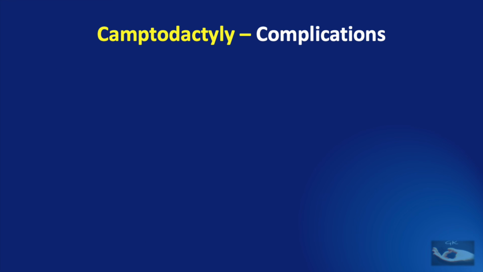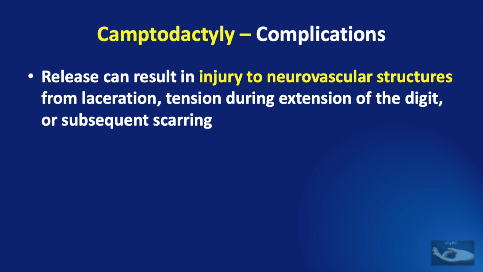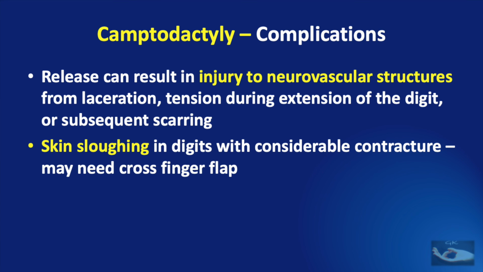Complications occurring after surgery for camptodactyly should also be understood. There can result an injury to the neurovascular structures either from direct laceration, tension during extension of the digit, or subsequent scarring. Skin sloughing in digits with considerable contractures may be seen, and may need either a cross-finger flap or a skin graft.